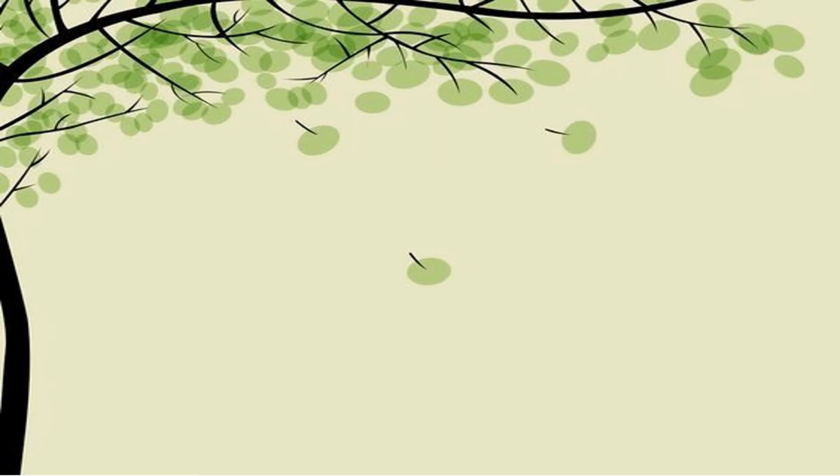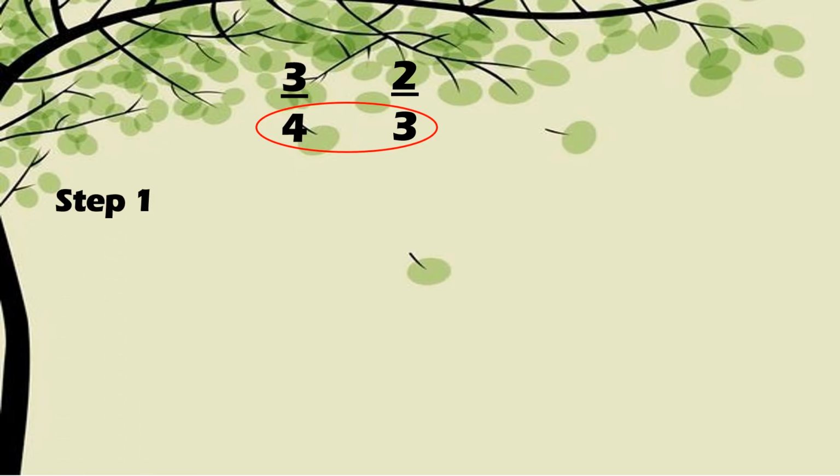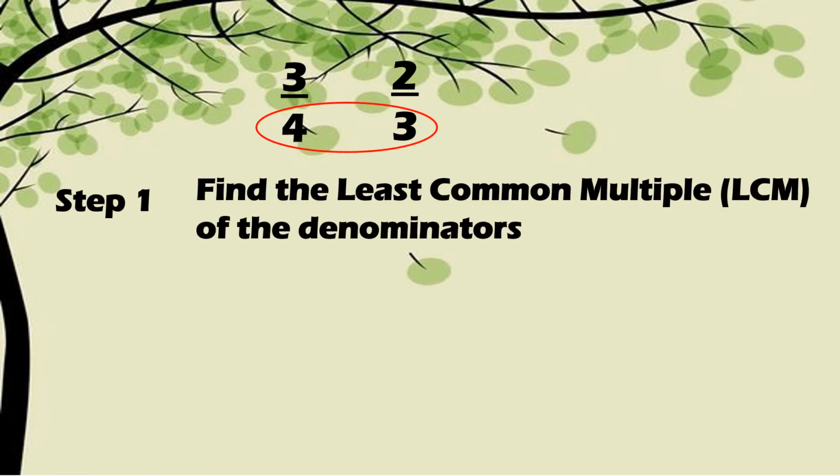Let's now change dissimilar fractions to similar fractions. We have 3/4 and 2/3. These fractions are dissimilar because they have different denominators. Now, how are we going to change this to similar fractions? Step 1. Find the least common multiple or LCM of the denominators.